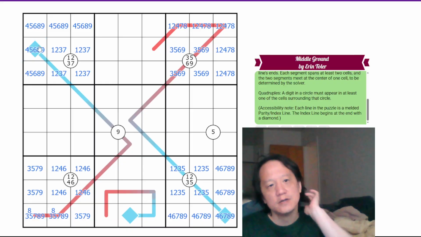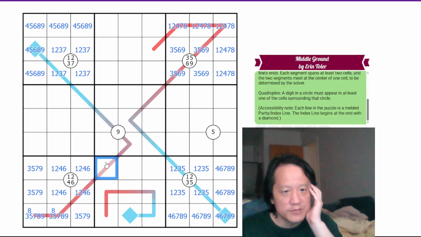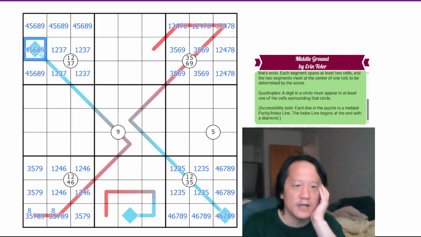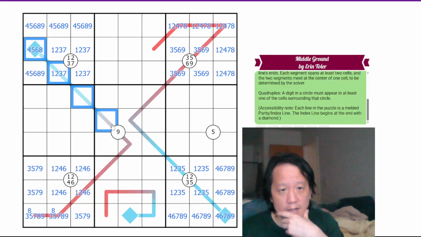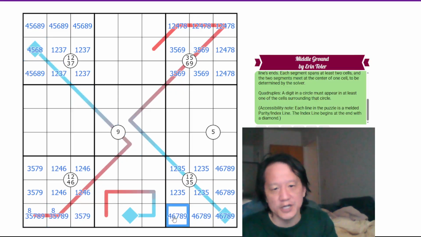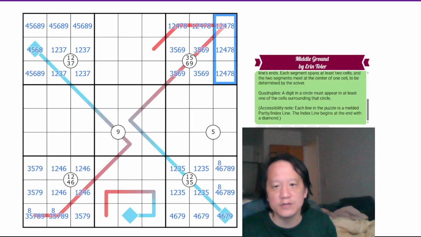This 1, 2, 3, 4, 5, 6, 7, 8. So this index line is at most 8, so we cannot have a 9 there. But we know there's an 8 here, which means this can't be 8, which means where's 8 in box 9? It has to be one of these two. That eliminates 8 in the rest of the column.